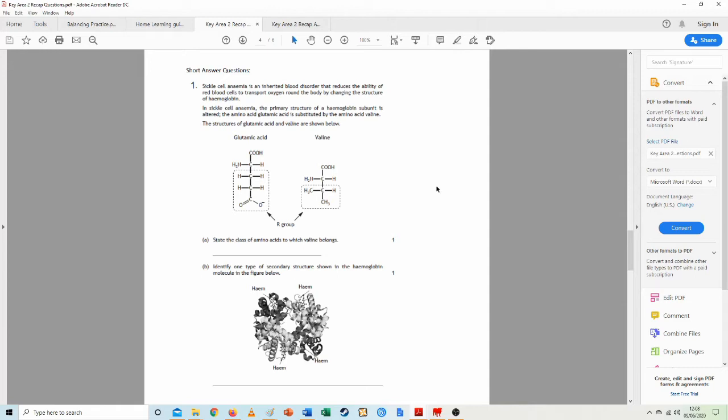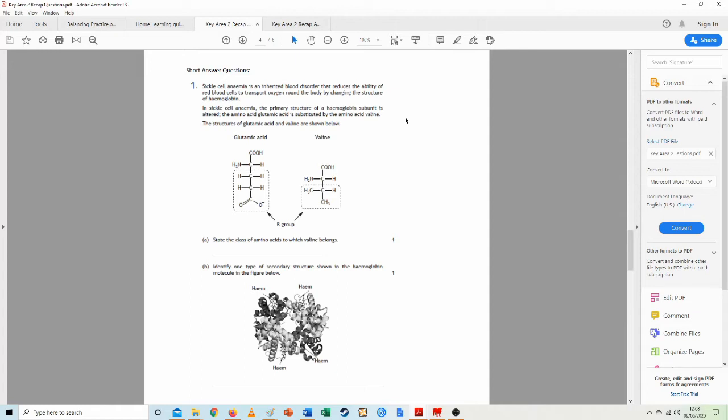So, our one short answer question that we had in the test was about sickle cell anemia. This is an inherited blood disorder that reduces the ability of red blood cells to transport oxygen around the body by changing the structure of hemoglobin. In sickle cell anemia, the primary structure of hemoglobin subunit is altered. The amino acid glutamic acid is substituted by the amino acid valine. The structure of glutamic acid and valine are shown here.